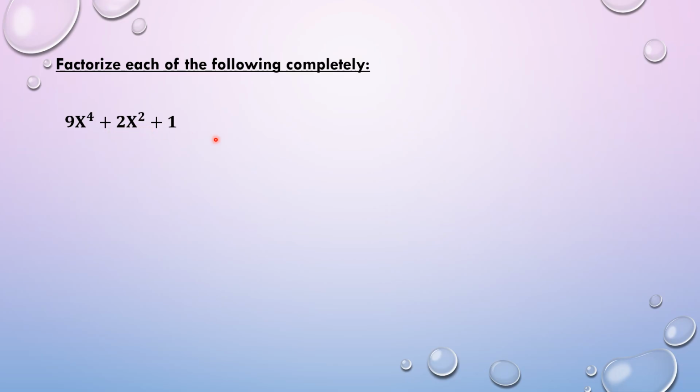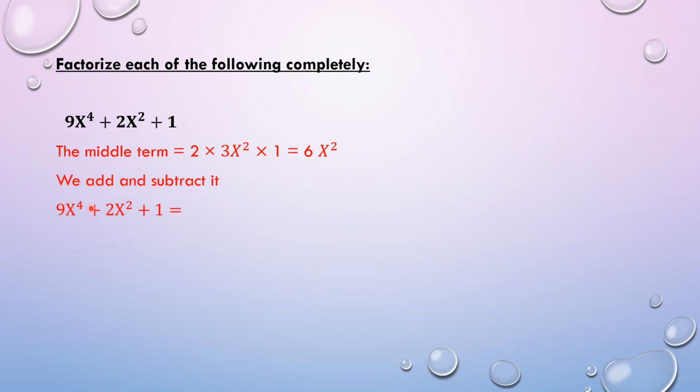So we will get the middle term. 2 times 3x power 2 times 1 equals 6x power 2. Add the middle term and subtract it. Okay, so 9x power 4 plus 2x power 2 plus 1, add 6x power 2 to it and subtract it again, to be 9x power 4 plus 6x power 2, the middle term, plus 1, minus the middle term 6x power 2, plus 2x power 2 the same.